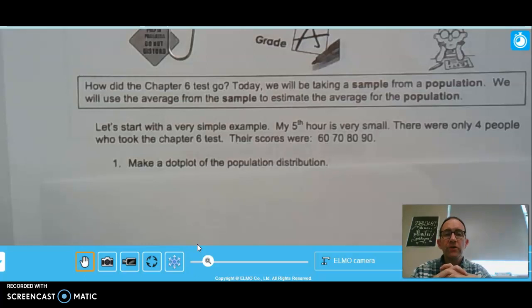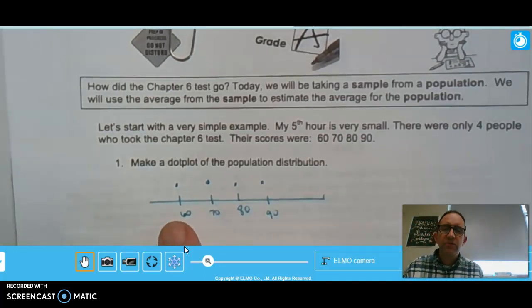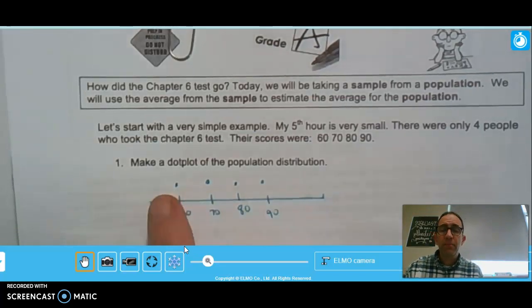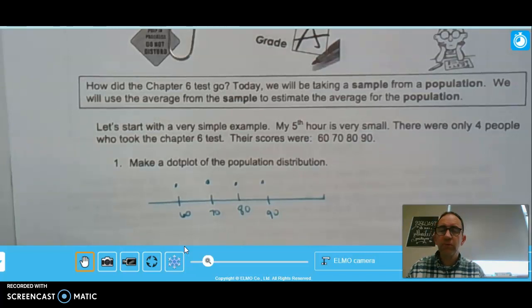So let's imagine that we have a really small class, a class in which there are only 4 students. And on the test that we took prior to break, those 4 students had scores of 60, 70, 80, and 90. That would be my whole population because that's the whole group that I'm considering. So the distribution of the population scores, we'd have 60, 70, 80, and 90, and a dot above each to indicate that there was one person that earned each of those scores.